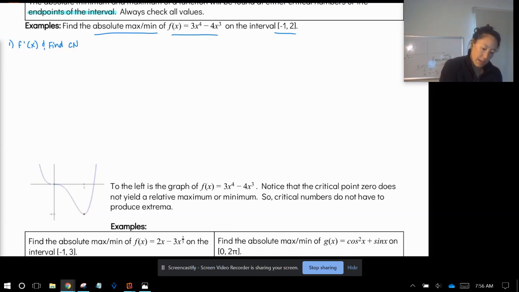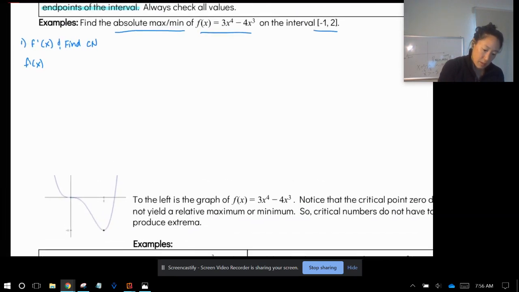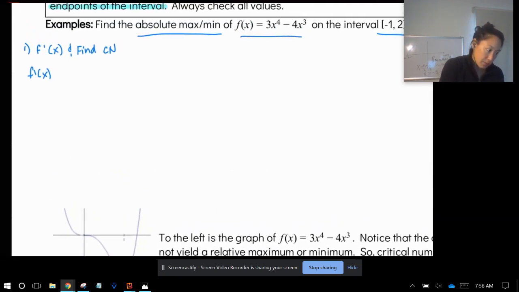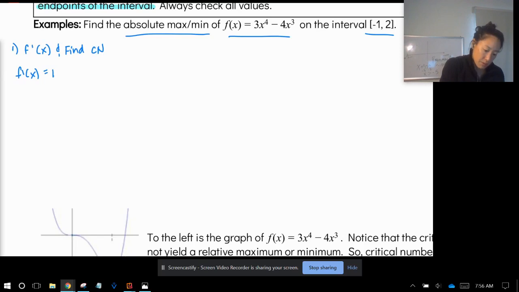All right, so I have f prime of x is equal to, so power rule, 12x to the third minus 12x squared. So that's my derivative. Critical numbers are values that make our derivative undefined or zeros. So I'm going to set f prime of x equal to 0.